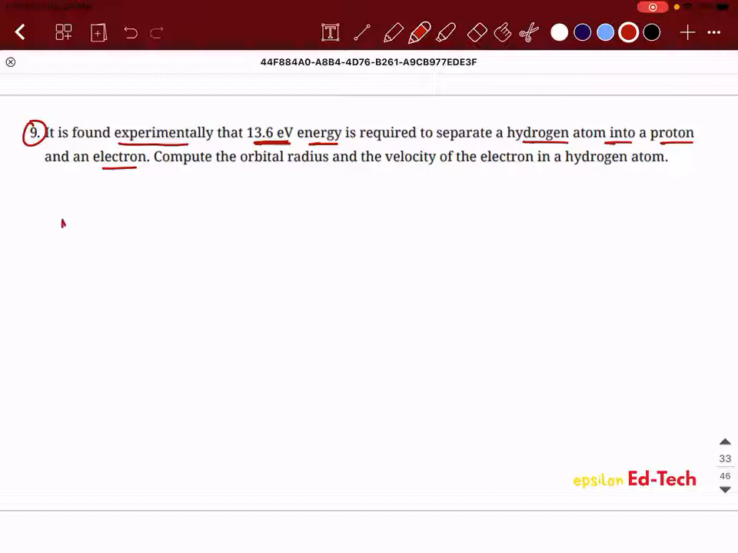So what is the formula for energy, guys? The energy is E equals minus Q square divided by 8 pi epsilon naught r, where Q is the charge of the electron. So it will be 8 pi epsilon naught r, and you will have a negative sign.